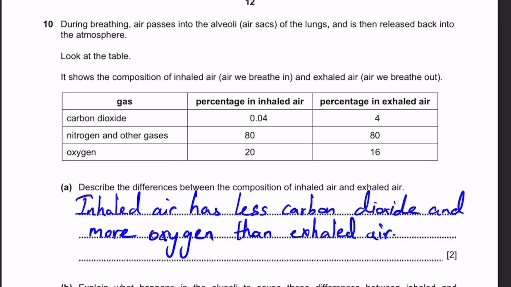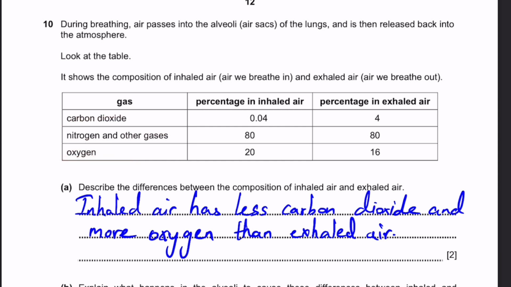Question 10. During breathing, the air passes into the alveoli, or the air sacs of the lungs, and is then released back into the atmosphere. Look at the table. It shows the composition of inhaled air, the air we breathe in, and exhaled air, or the air we breathe out. So the gas, percentage in inhaled air and percentage in exhaled air for carbon dioxide, nitrogen, other gases, and oxygen is shown here.